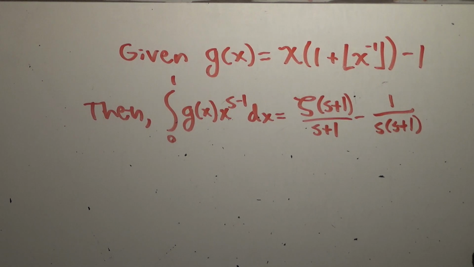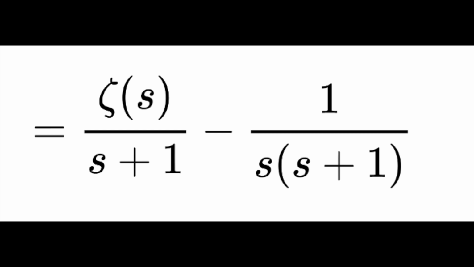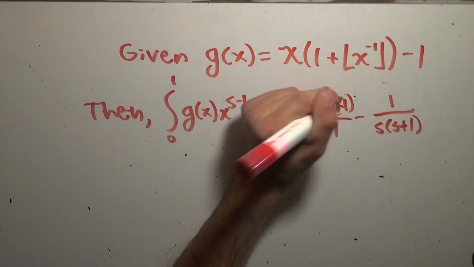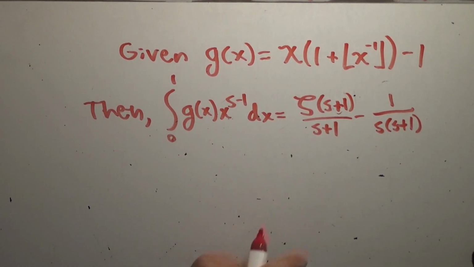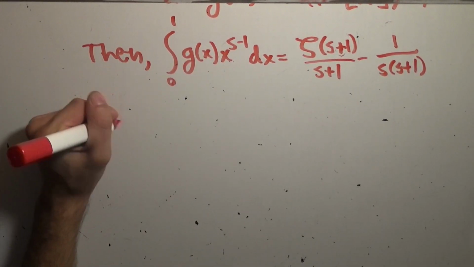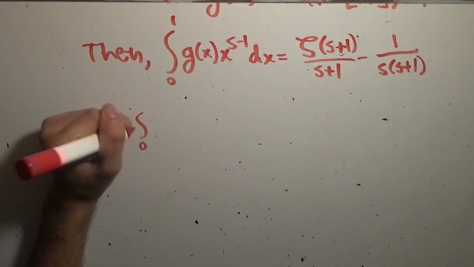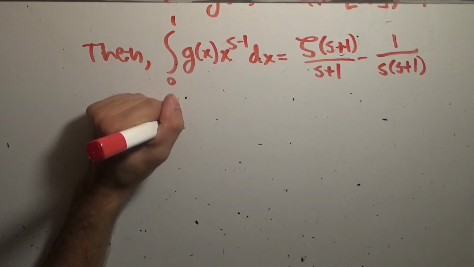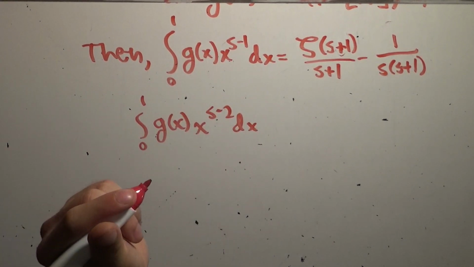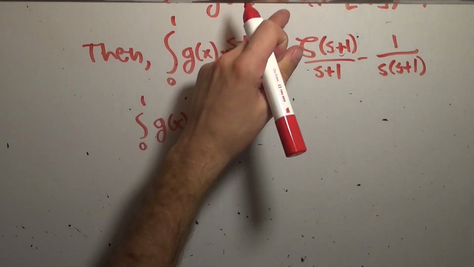The Wikipedia article says that it would be equal to zeta of s divided by s plus 1, minus 1 over s times s plus 1. And this is just simply wrong, which means Wikipedia is incorrect. This precise integral actually equals this. If you want to get the Riemann zeta function out of it, we actually have to plug in s minus 1. So what we really want is this. We want the integral from 0 to 1 of g of x times x to the s minus 2 dx. So really we're taking the Mellin transform of g of x divided by x.